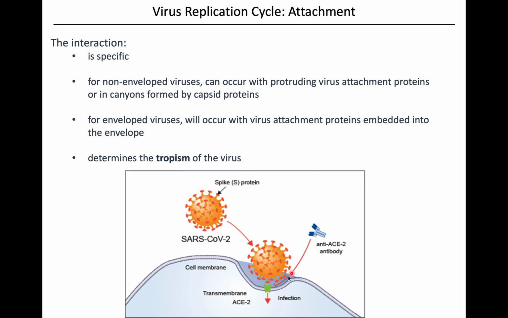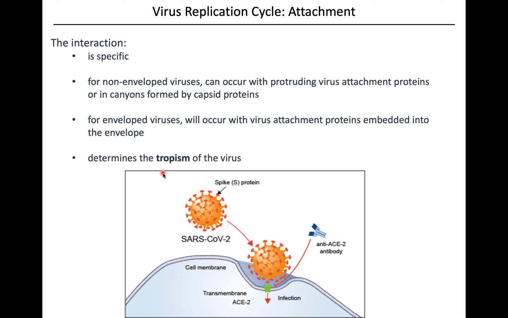And again, our main interest in this is, maybe there's some way to block that interaction using a drug, or in this cartoon they're showing an antibody that would bind to that cell surface receptor and might be able to block viral attachment. So we say this interaction will determine what's called the tropism of the virus, which is basically what types of cells in an organism could be infected.